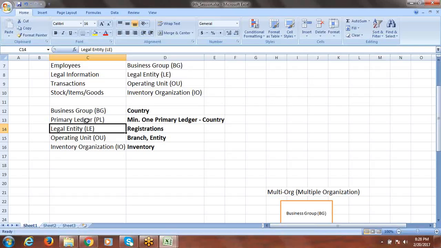You can have n number of primary ledgers and n number of legal entities. In other words, under one primary ledger, you can have n number of legal entities. One legal entity you can assign to only one primary ledger. You are not going to map one legal entity with two different primary ledgers. One legal entity can be assigned to one primary ledger, but for one primary ledger you can assign multiple legal entities.